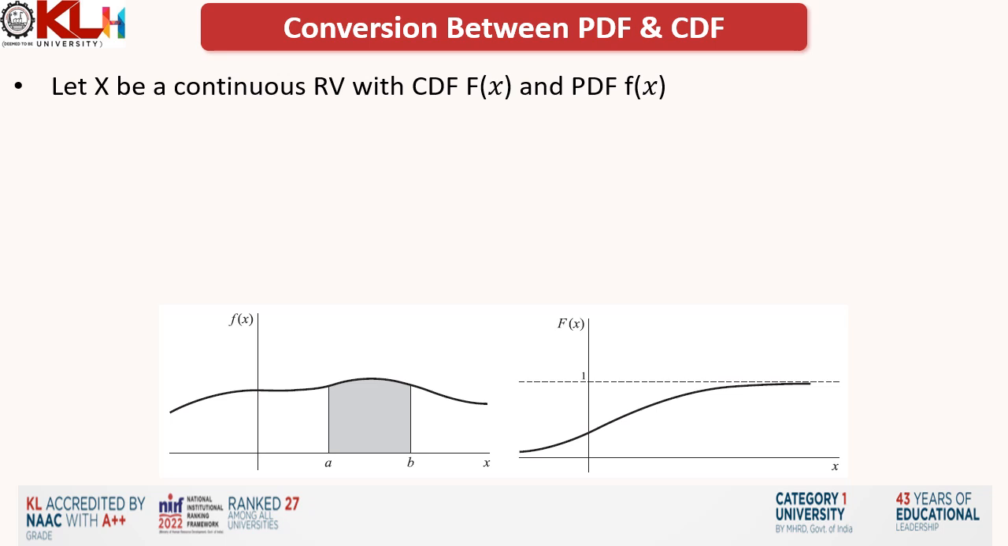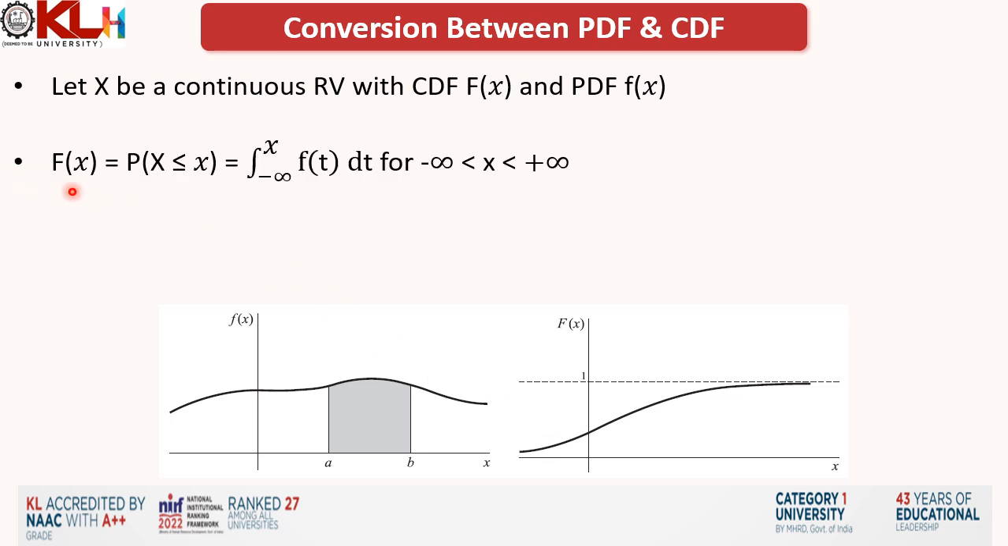Similar to the discrete case, we can easily convert between PDF and the CDF. So the formulas are given here. If we know the PDF, then the CDF can be calculated by simply integrating the PDF between minus infinity to x. And to go from the CDF to PDF, we simply differentiate the CDF. So instead of summation and difference in the case of discrete, for the continuous case we have integration and differentiation.